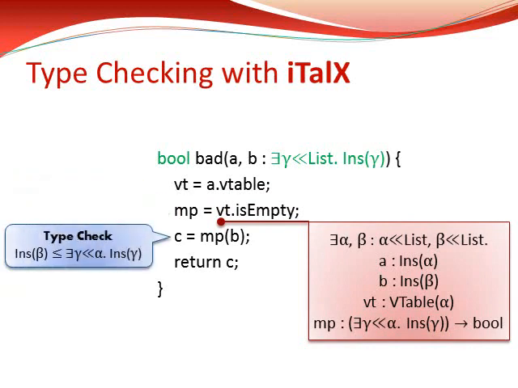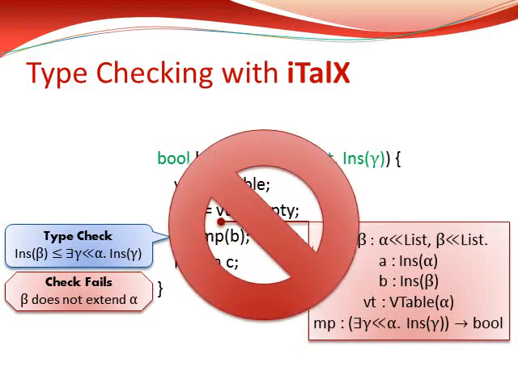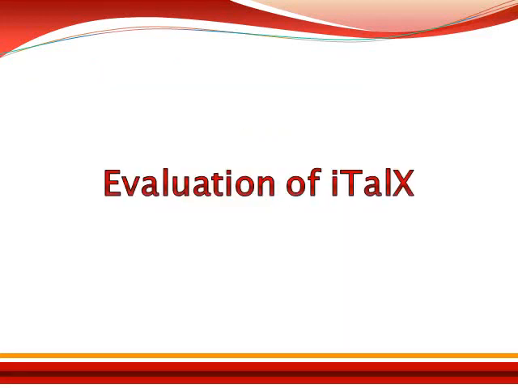Next, for this function call, we type check that instance of beta is a subtype of this existential type here, indicating that it must be an instance of some subclass of alpha. This check fails since beta does not extend alpha, it only extends list. And so iTalX would also reject this program without the need of type annotations.